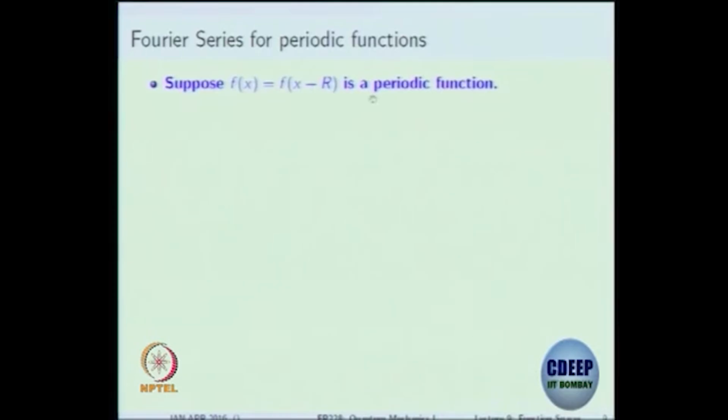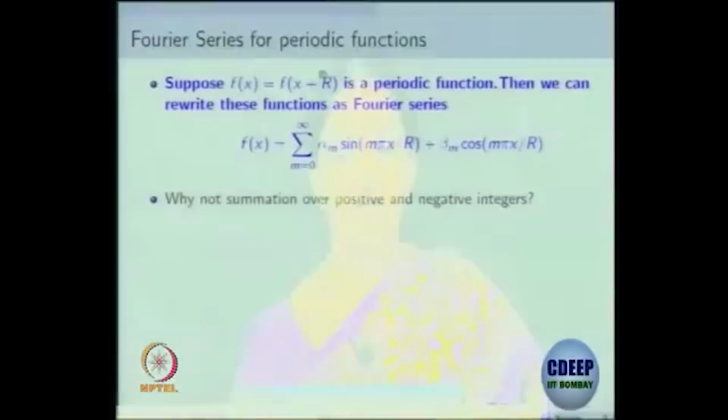Take the room tiles. If each tile is identical, you can just work within the tile. The next one will be the same as this. So how do you put this condition in? You try to put this condition, f of x equal to f of x plus r, and it will force you to have a sin of m pi x by r, because when you take x to x plus r, you should get back to the same place.